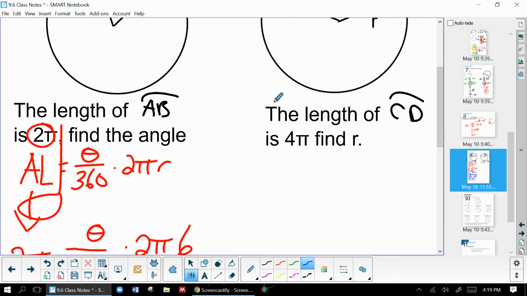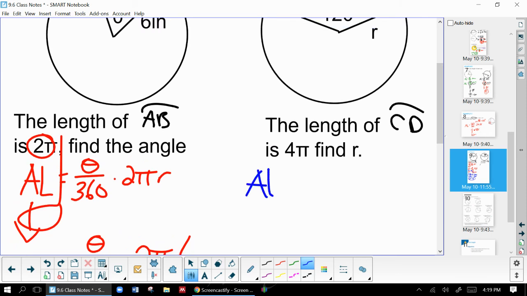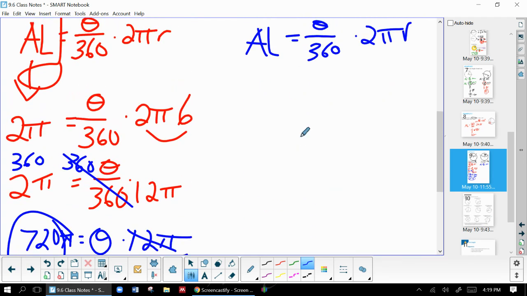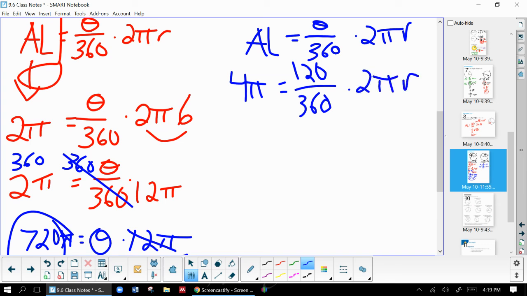The final one here, I'm going to start exactly the same way. Write out my formula. Arc length equals theta over 360 times 2 pi r. I'm going to plug in what I know. Theta is 120. Arc length is 4 pi. So I'll write that down. 4 pi equals 120 over 360 times 2 times pi times r, and I'm solving for r. Here, I think it's going to be helpful to simplify that fraction, and that is one we've seen a lot. 120 over 360 is 1/3. And we could keep simplifying on this side, but I think this is a good place where I'm just going to leave them separate and deal with them separately.